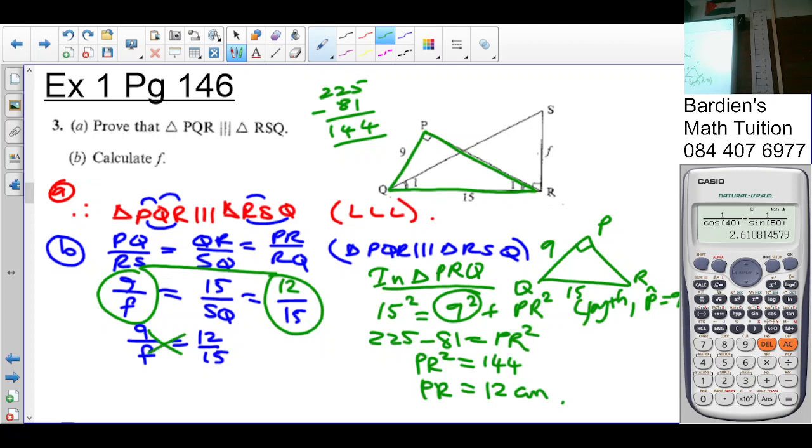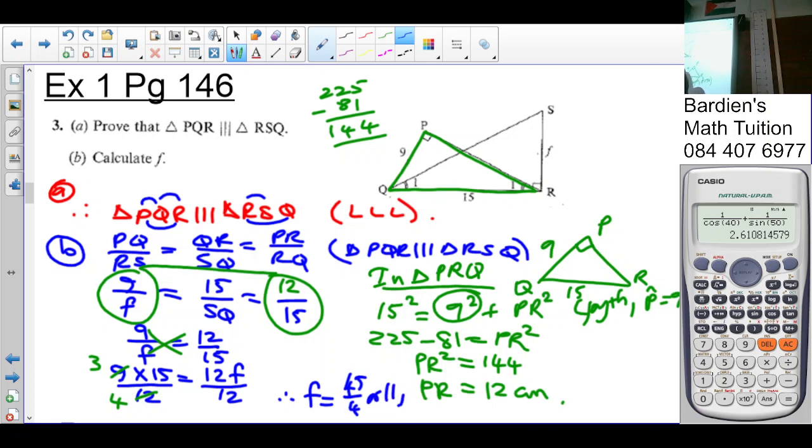Cross multiply. So 9 times 15, a fairly large number, is equal to 12 times f, which is 12f. Divide by 12 on both sides. Therefore f is equal to, 3 goes into 9 3 times, 3 goes into 12 4 times. What's 3 times 15? 45. So it's 45 over 4, or that goes 11 comma 25.